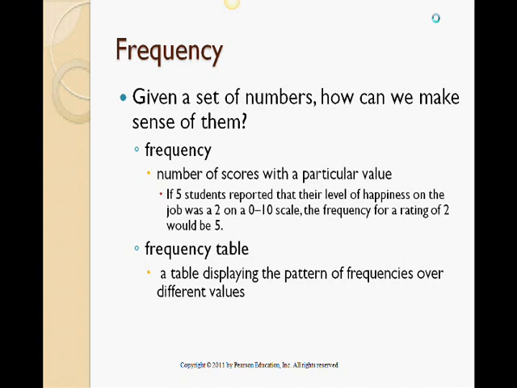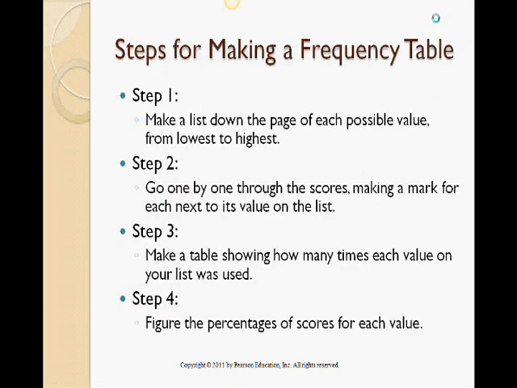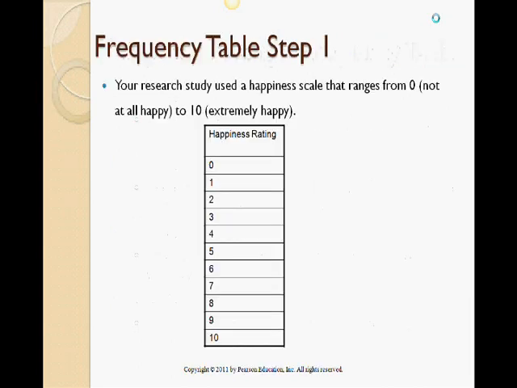So there are some steps for making a frequency table. And we're going to go through these 4 different steps and walk you through making a frequency table. So the first step is to use the happiness scale, and you're going to write down all the different values that a person can indicate how happy they are. So our happiness scale goes from 0, not at all happy, to 10, extremely happy.